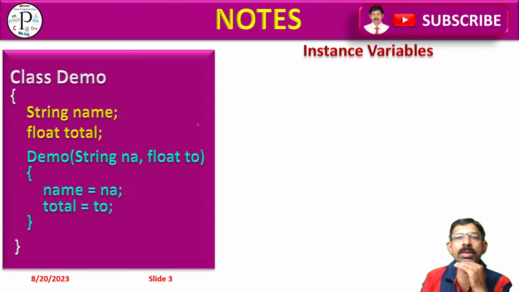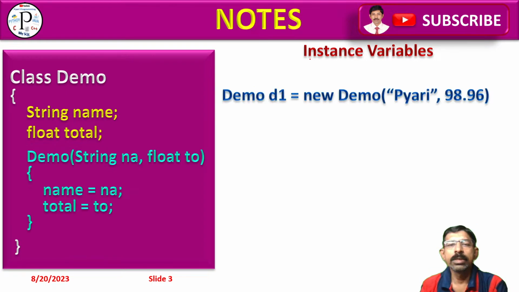So the next part says that we have some instance variables. If I'm declaring an object called demo d1 is equal to new demo, and I'm giving the parameters as a string within double quotes and 98.96, a fractional value which is in the form of double. But here there will be an error, and why will the error occur?